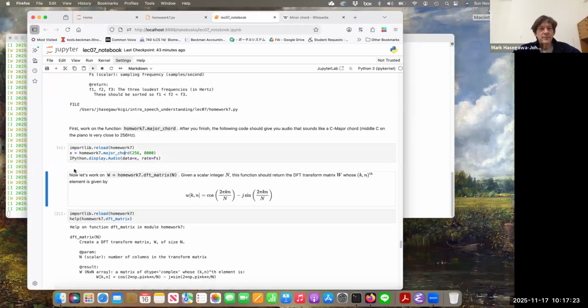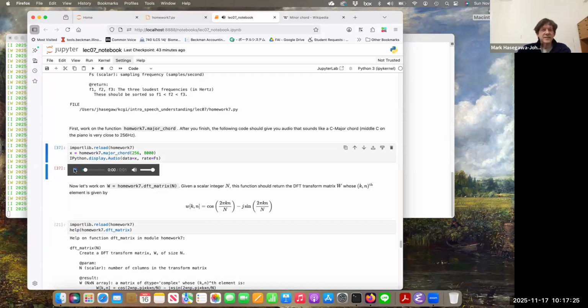There we go. There's our 1/2 second A major. That's a C major. We could bring it down to an A major by changing the root frequency to 220. There we go. There's a 1/2 second A major chord. All right. The second function is the DFT matrix.